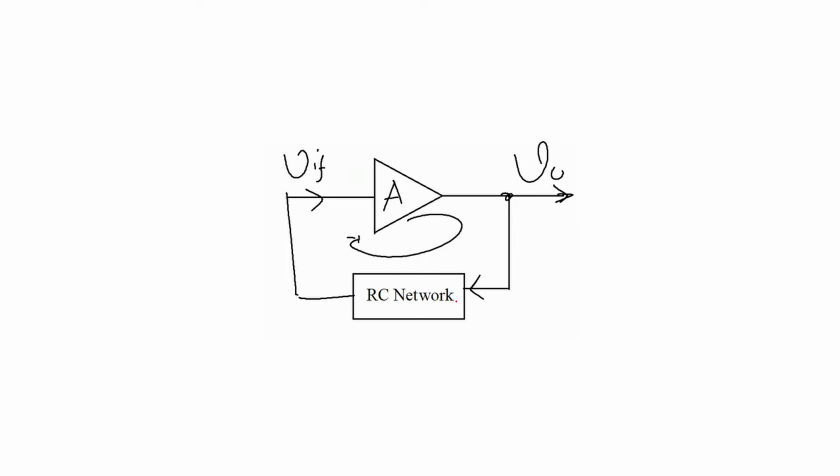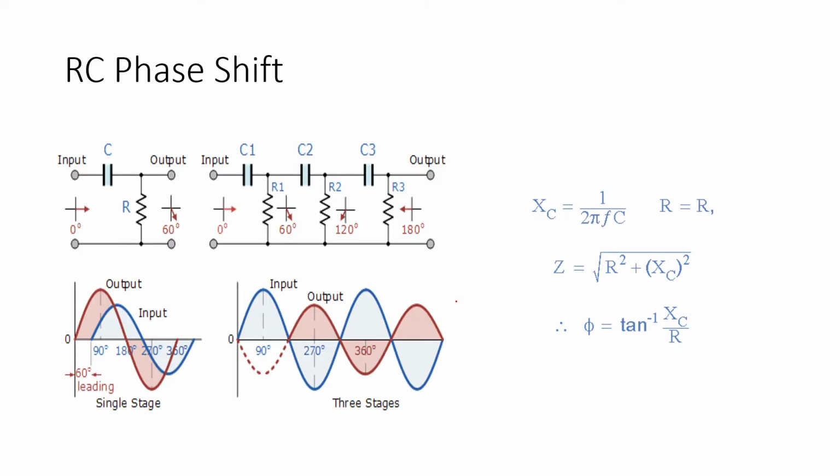Since we have an RC circuit or RC series in this experiment, the phase shift will occur at 60 degrees each. Since there will be 3 stages, the first is 60 degrees, the second 60 degrees will become 120 degrees, and the third one will be 180 degrees.